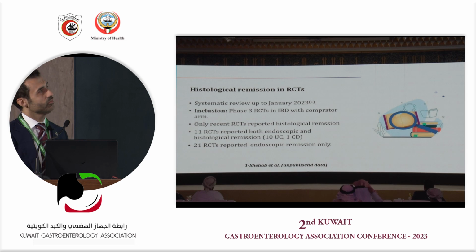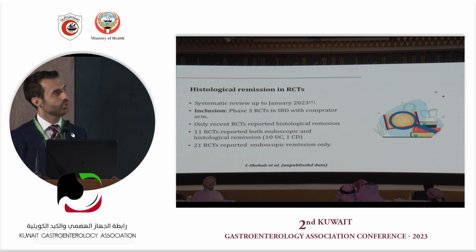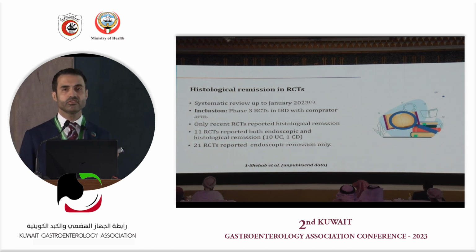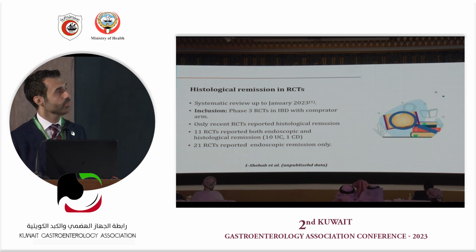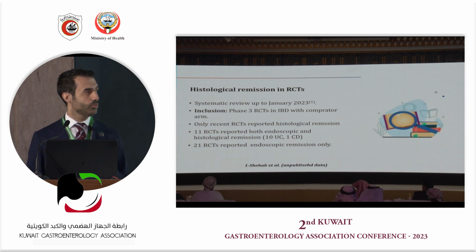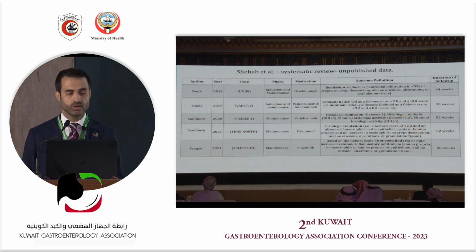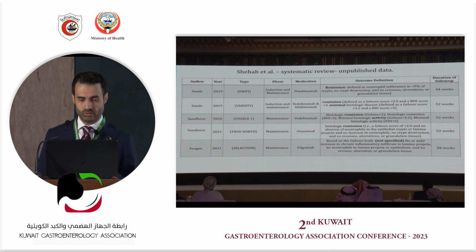We did a systematic review about this, up to January 2023. We included RCTs in IBD with an active comparator arm. Only recent RCTs reported histological remission: 10 were in UC and 1 in Crohn's, and 21 RCTs reported endoscopic remission only. You can see here the UNIFI trial defined remission as neutrophil infiltrate less than 5%. And in the VARSITY trial, remission was defined as a GHAS score less than 2 or a Robarts Histopathology Index score less than 3.